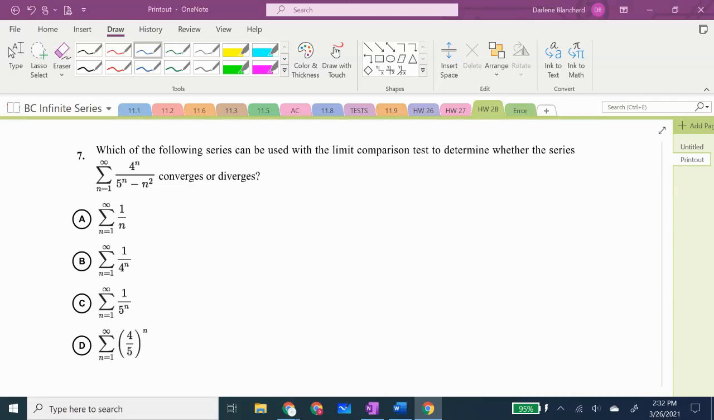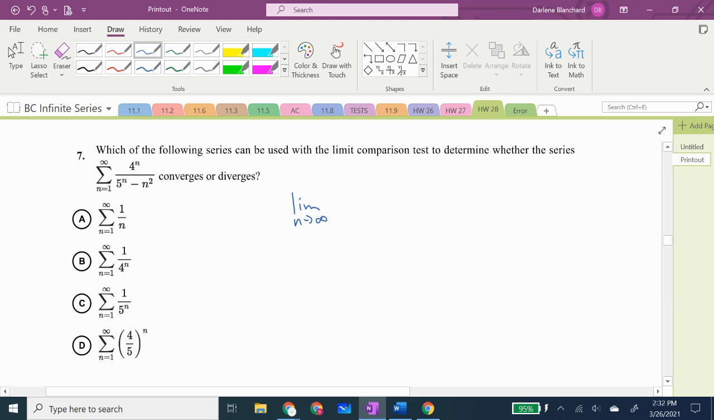I need to determine which of the following series can be used with the limit comparison test to determine whether this series converges or diverges. The thing you want to zero in on is, if I'm using the limit comparison test, then I am dealing with a limit as n approaches infinity.